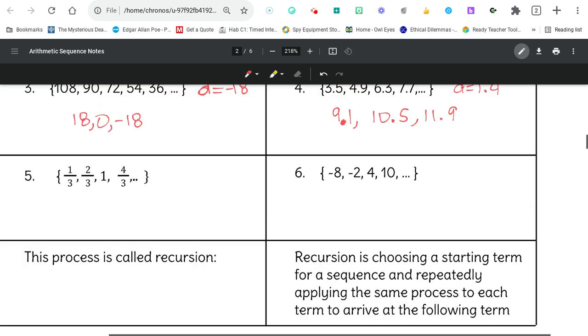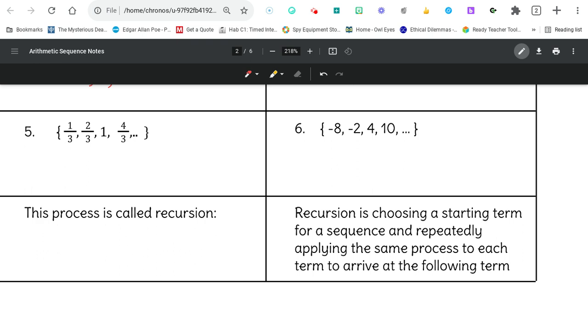Right, on number 5. To get from 1/3 to 2/3, I'm just adding 1/3. To get from 2/3 to 1, I'm adding 1/3. 1/3 plus 1/3 is 2/3. 2/3 plus 1/3 is 3/3, or 1. So the common difference is 1/3.